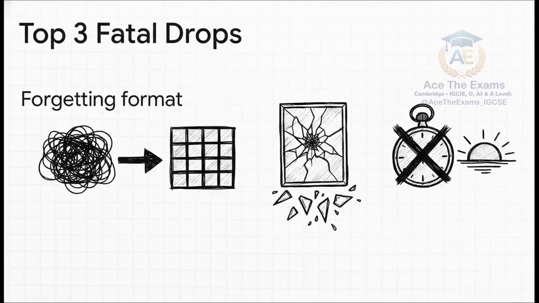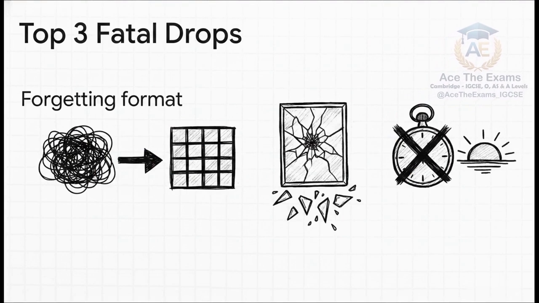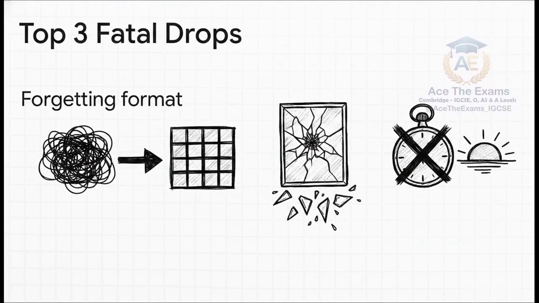Looking at the examiner reports, we can actually distill the primary forensic evidence of student failure into 3 fatal drops. Drop number 1, forgetting proper format. This is when you do all the complex substitution perfectly, but then you leave your answer as some messy fraction instead of the requested coordinate format.